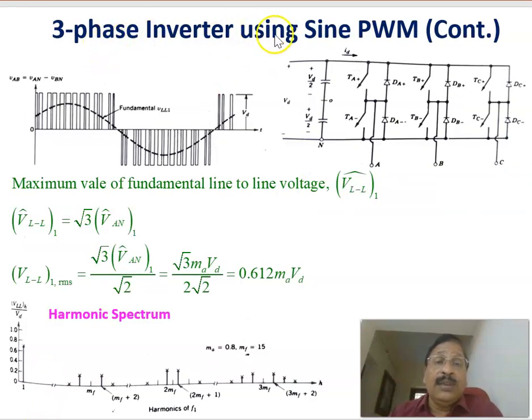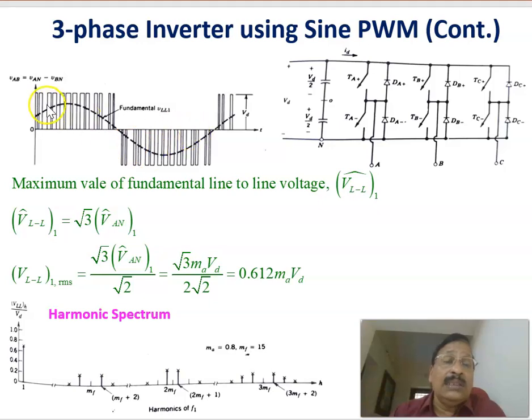Now, continuing the three-phase inverter using sine PWM. Here, the circuit topology is already explained. And this is the line voltage VAB. Of course, the pulse width is changing proportional to the sine, and the fundamental one is shown here. This is the fundamental magnitude of that one.